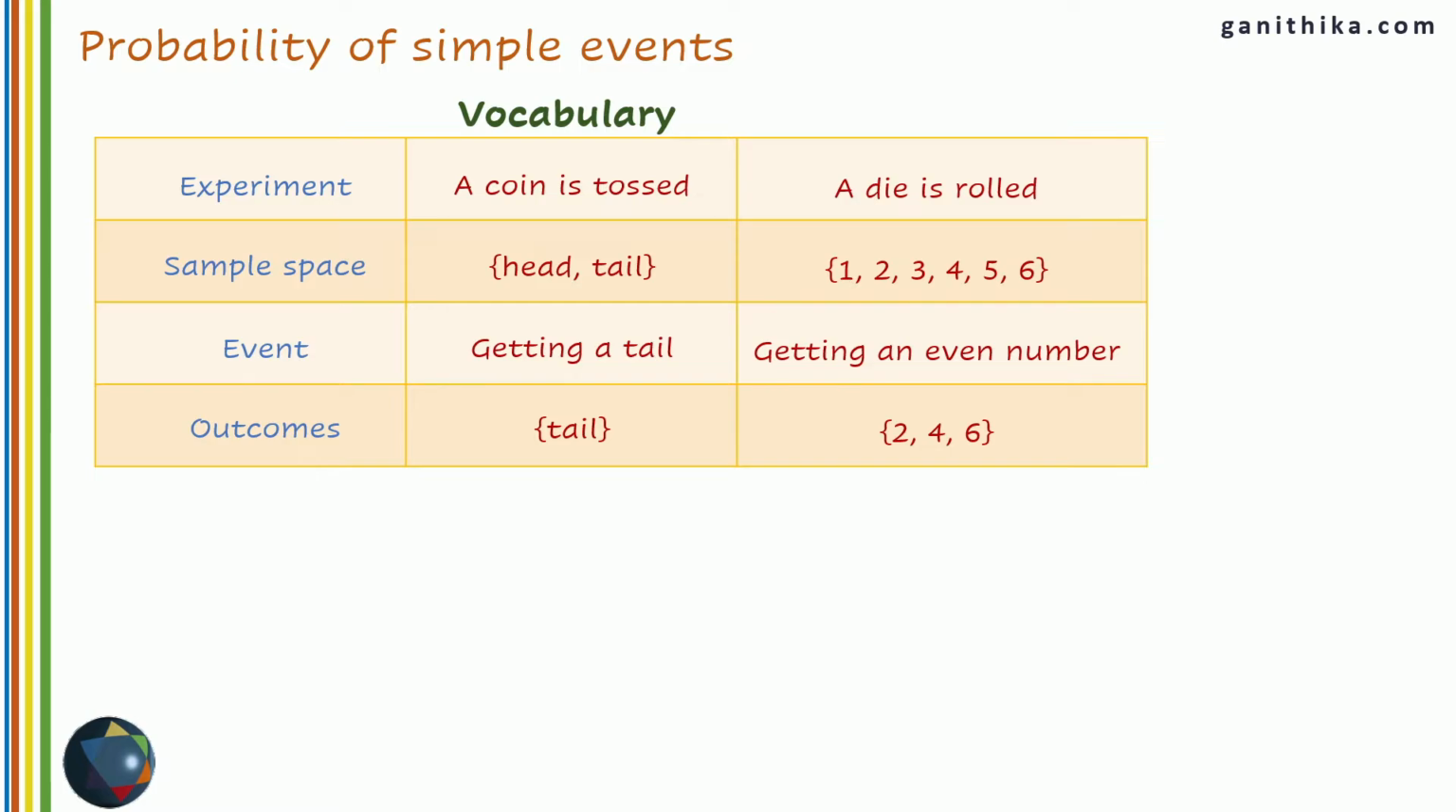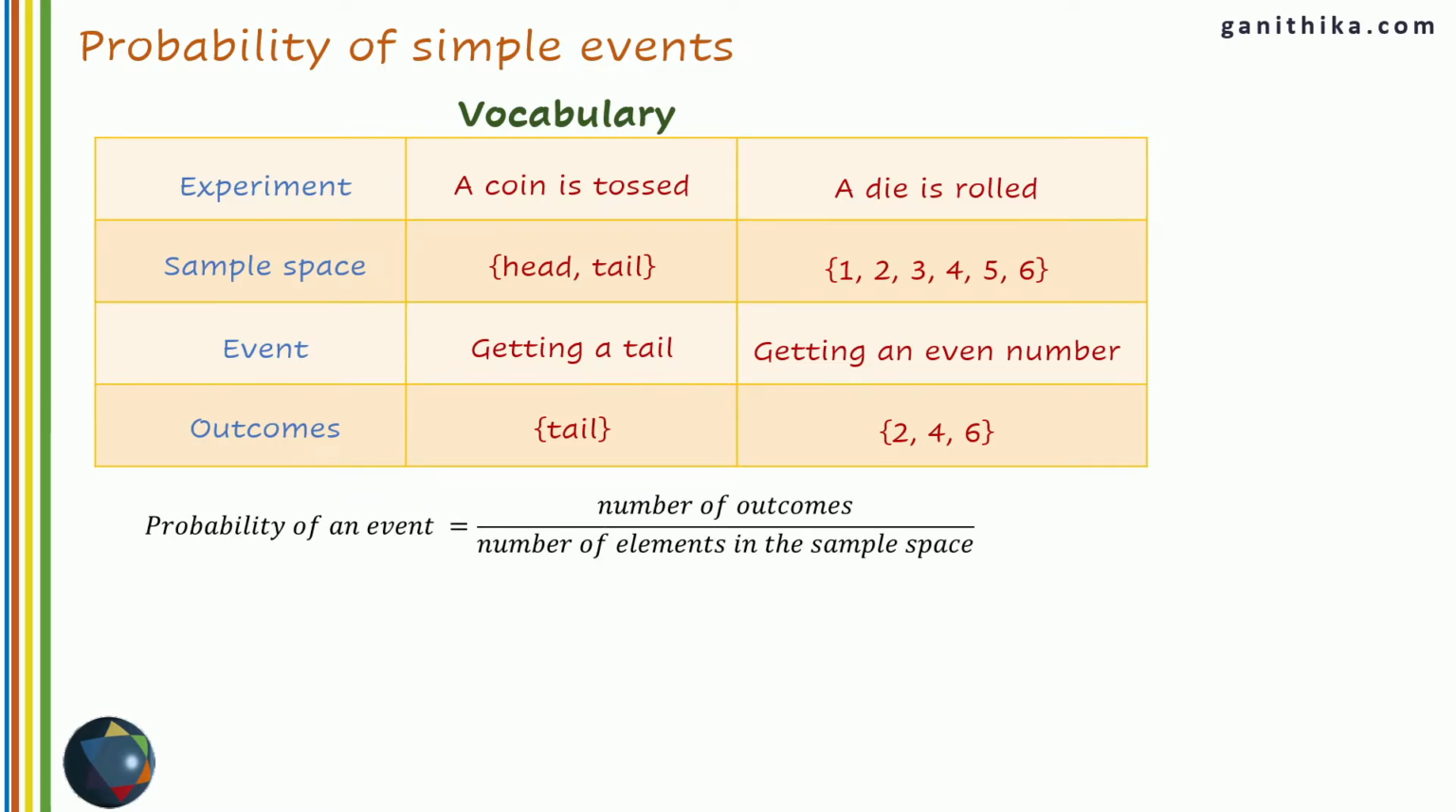The formula for finding probability of any event is the number of outcomes of that event divided by the number of elements in the sample space. So let's take an example. What is the probability of getting a tail when you toss a coin? The number of outcomes in the sample space is 2. The number of outcomes in the event is only 1, which is tail. Therefore, 1 over 2 is the probability of getting a tail when you toss a coin.